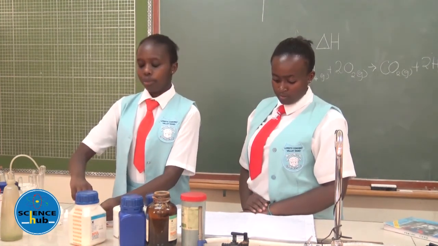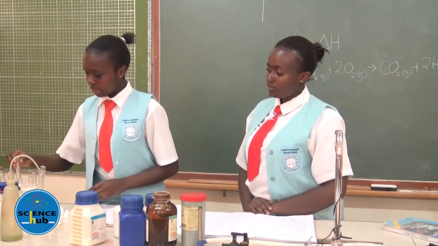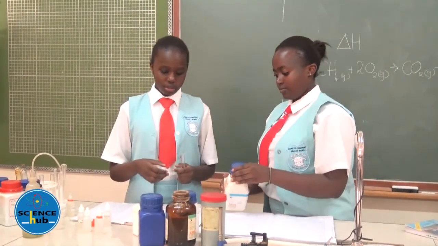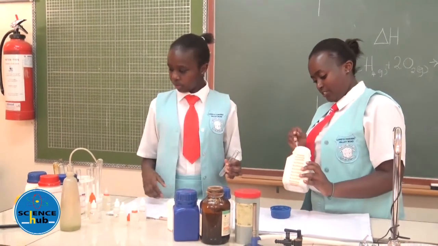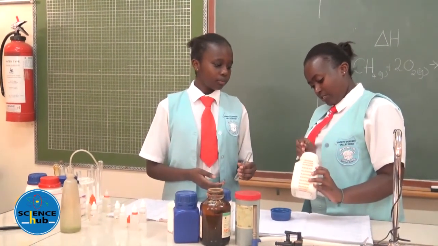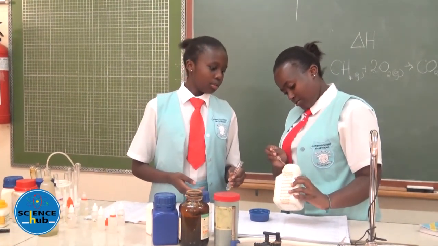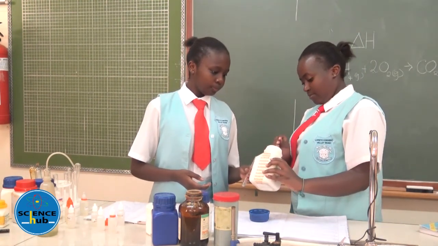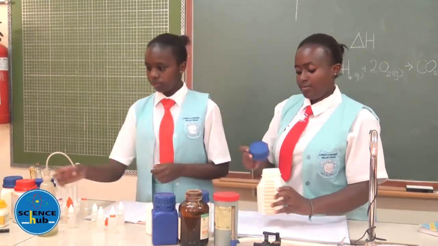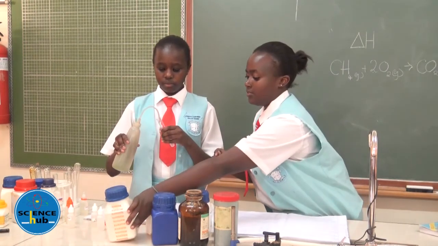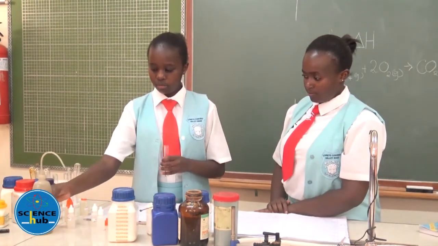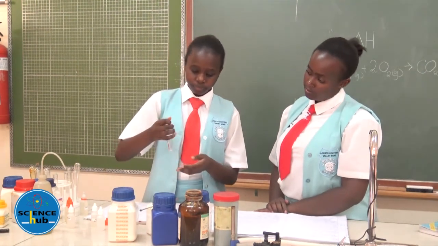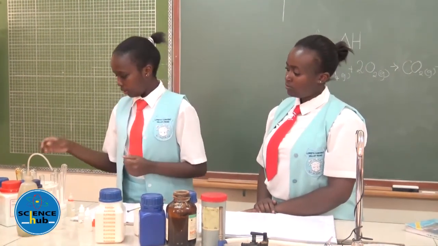So let's move to test for zinc ion. We're going to make a solution out of zinc sulfate. You do the same thing you did in the previous procedure. You take your spatula and you put about 2 spoonfuls. Then you add water to make a solution. Shake it vigorously to ensure that the salt dissolves in water. Then you divide the portion into two.